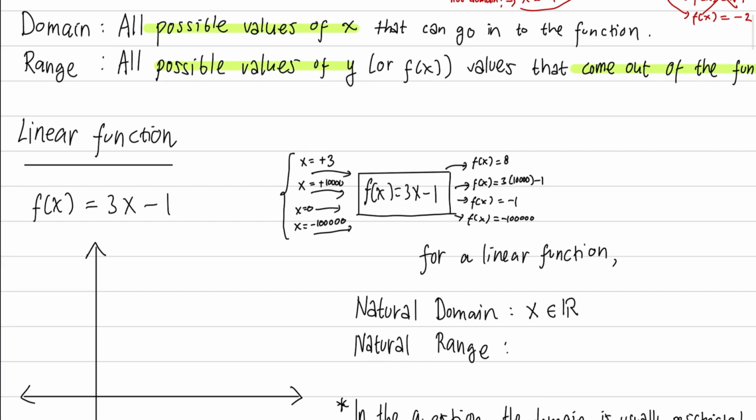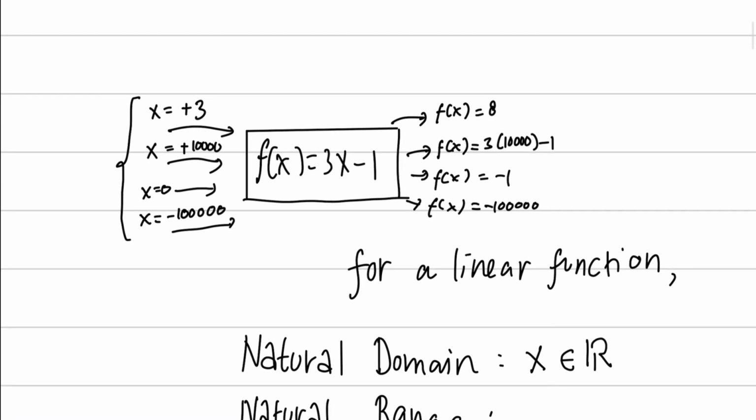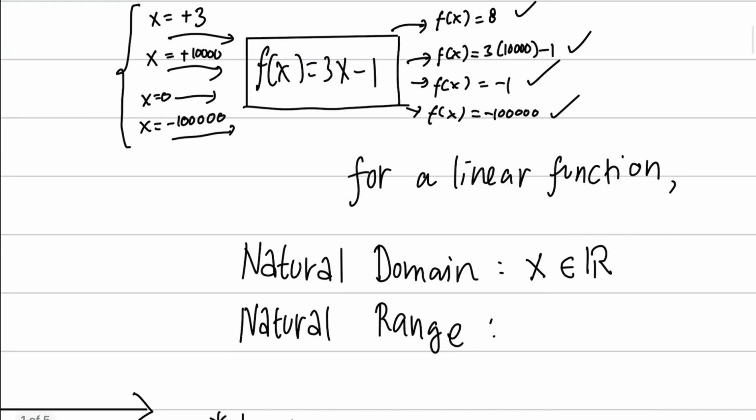Now, let's look at the natural range. As you can see from the example, my output can be a small positive value, can be a very big positive value, can be negative, can be very big negative. So our function can reach all values. That means our natural range is y is all real numbers. It means that our function can reach all numbers.